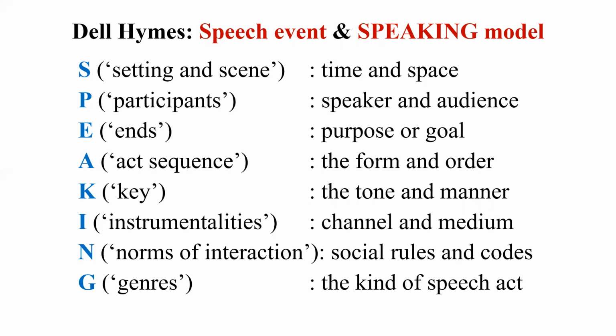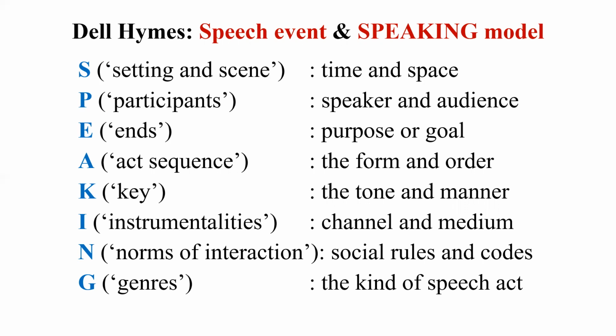Whenever there is a speech event, there should be some time and space, right? If there is going to be a sermon, we know the time and the space where it's going to take place. It should be a church, and there should be some time. Next, P, participants. So speaker and audience. There should be a priest and there should be a congregation. Next, E for ends. What is the purpose? If you say sermon, it's all about getting to know God more and the purpose of man.